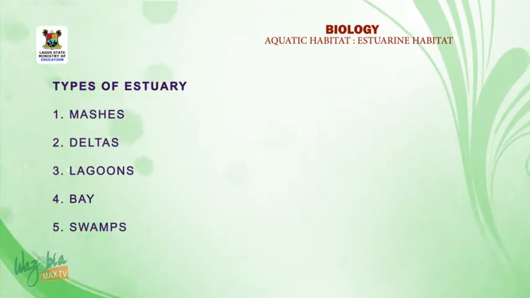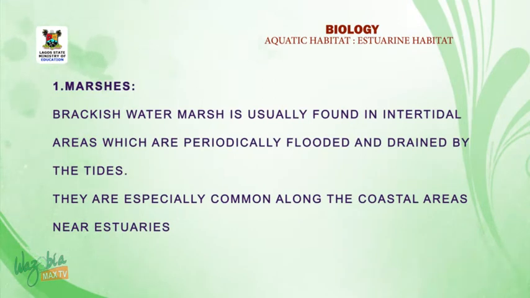Types of estuarine habitat. We have marshes, deltas, lagoons, bay, and swamp. So there are 5 types of estuarine habitats. You have to look at them one after the other. Marshes. Marsh is brackish water. It's usually found in intertidal areas which are periodically flooded and drained by the tides.